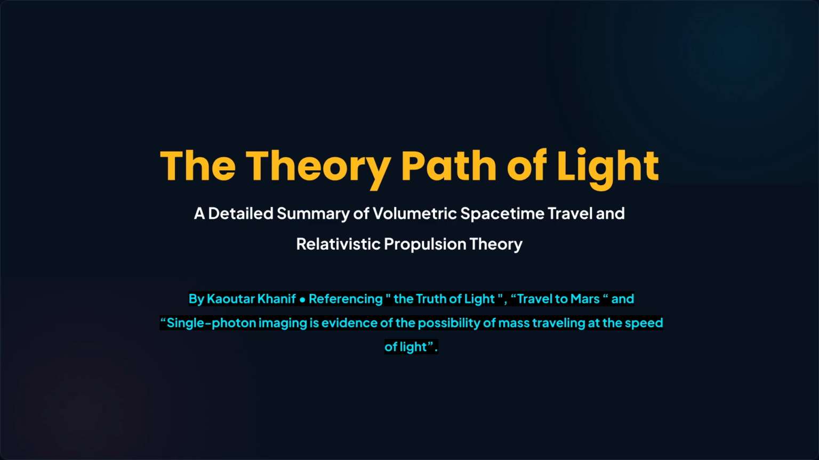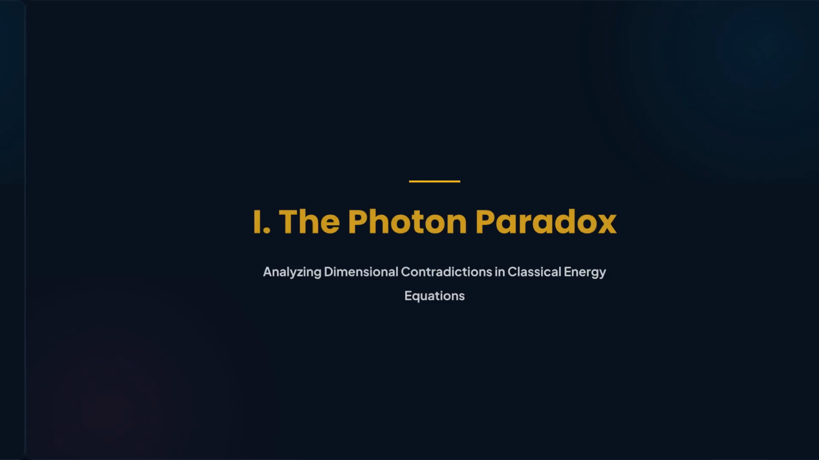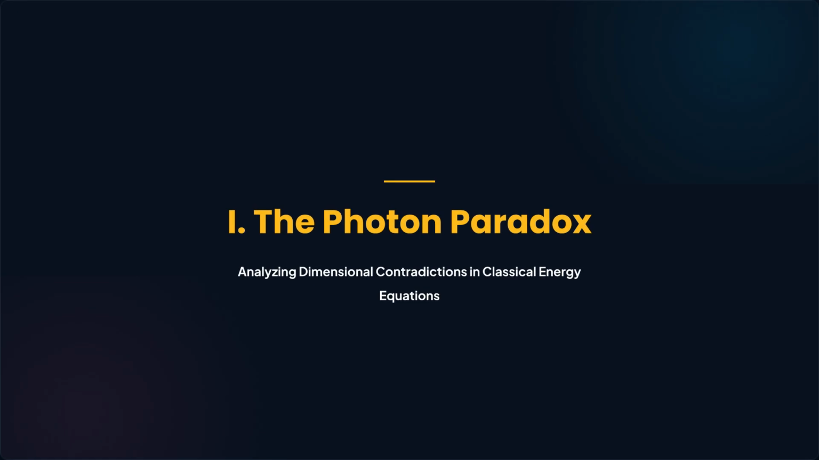We will walk through the path of light, a theory that mathematically and geometrically proves travel at light speed is not only theoretically possible, but structurally engineered through the volumetric manipulation of space-time itself. We begin our journey with Part 1, the photon paradox. To build a bridge to the stars, we must first address the subtle geometric and dimensional contradictions that have quietly sat at the foundation of modern physics since the dawn of the 20th century.